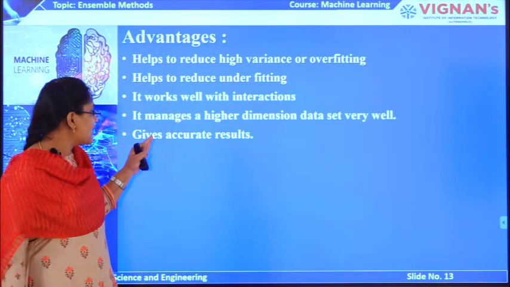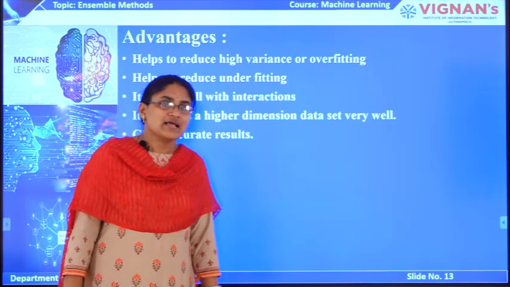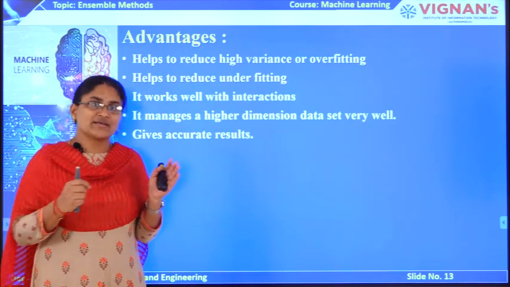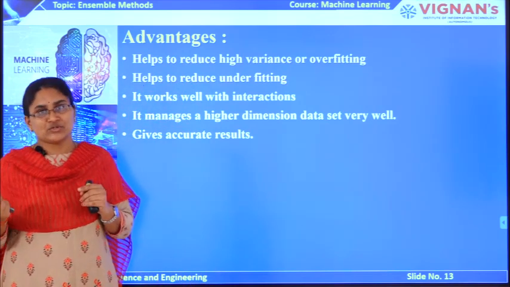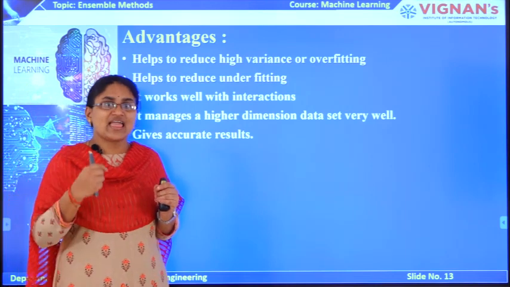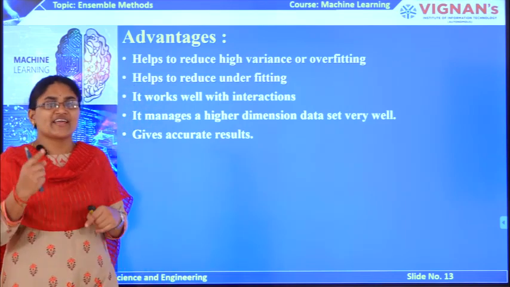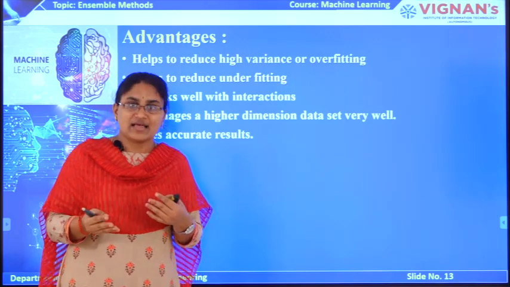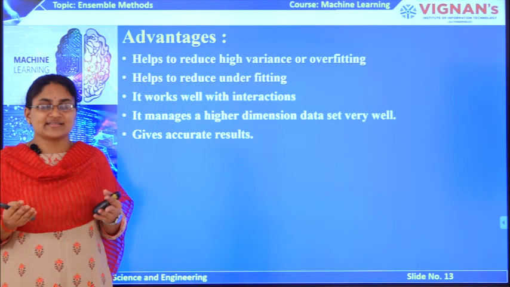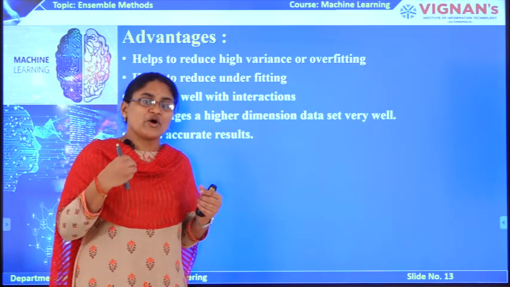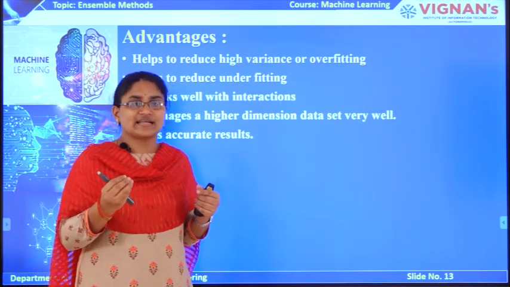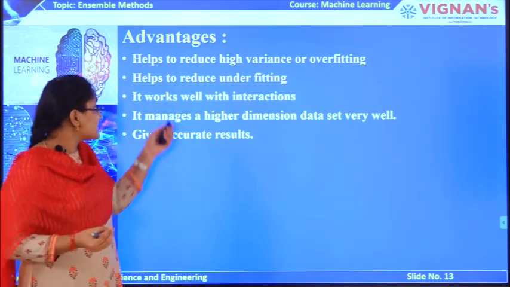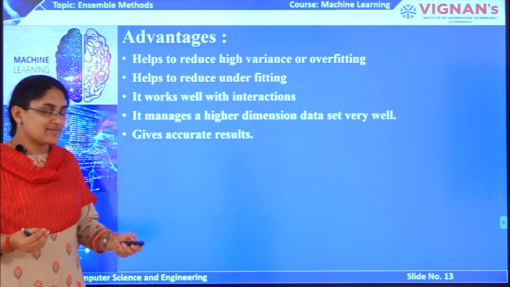The next is it gives accurate results. Here the ensemble models give accurate results by using both bagging and boosting. If we take bagging, it gives accurate results by giving equal priority to all the results of the base classifiers, and boosting also gives accurate results by giving more priority to the highly accurate results than the low accurate results of the base classifiers. So these are the advantages of the ensemble methods.